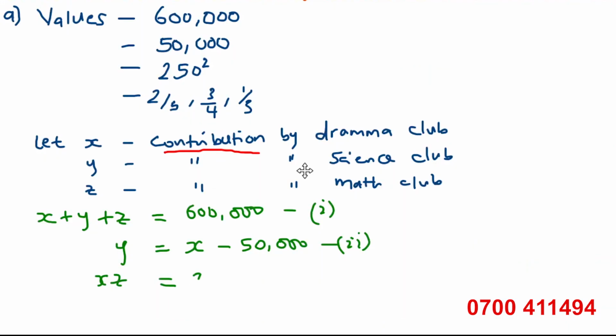So it is 250 squared times the total amount. The total amount contributed by the three clubs was 600,000. Now, this is the information that we've picked from the question, the scenario. That is enough to help us get the contribution of the clubs. Then after, we can come back and use the fractions to get the individual teachers' contributions.